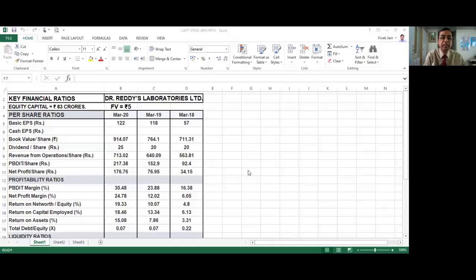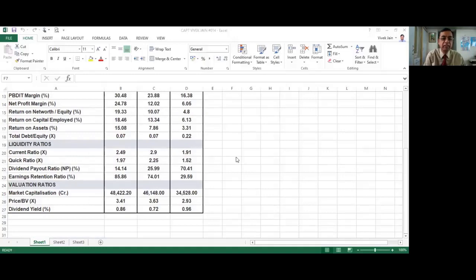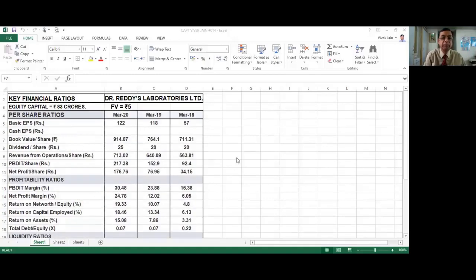First, as you see on the screen, are the key financial ratios of a leading pharma company, Dr. Reddy Laboratories Limited. We will see all the various ratios of this company and learn about it.